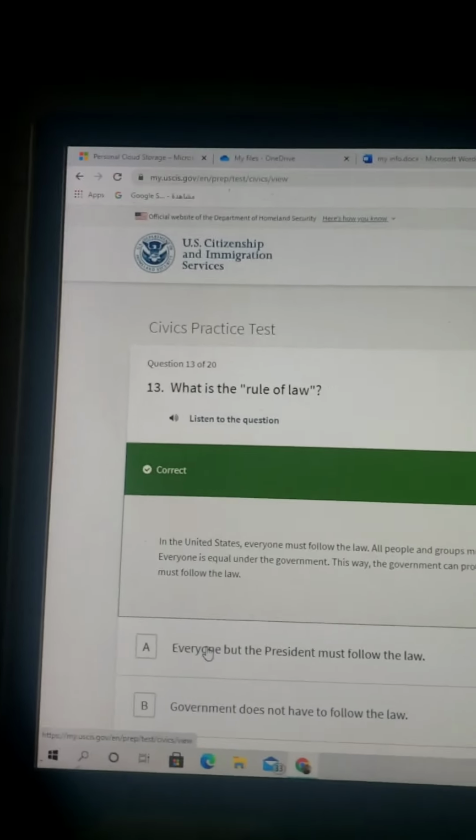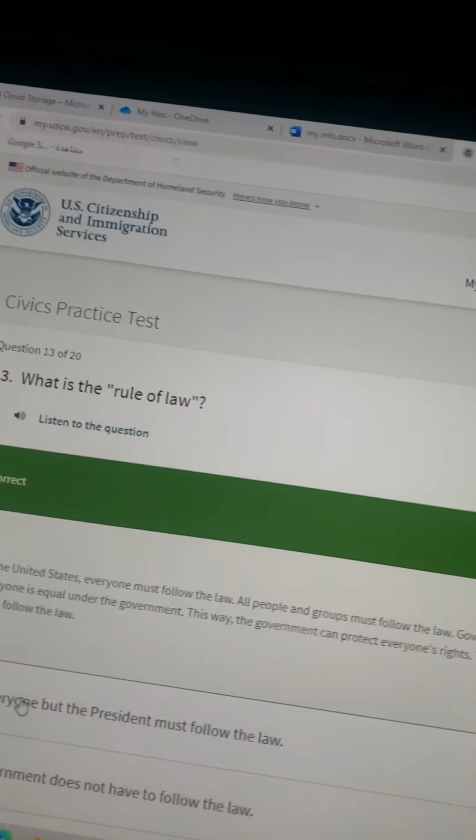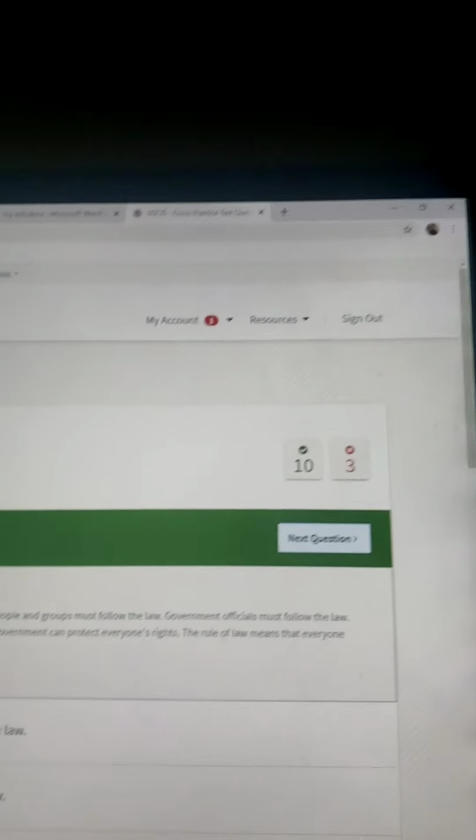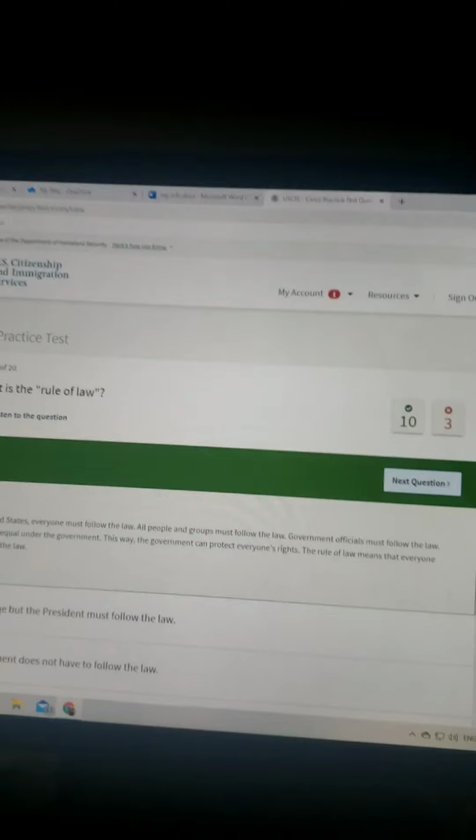Correct. In the United States, everyone must follow the law. All people and groups must follow the law. Government officials must follow the law. Everyone is equal under the government. This way, the government can protect everyone's rights. The rule of law means that everyone must follow the law.